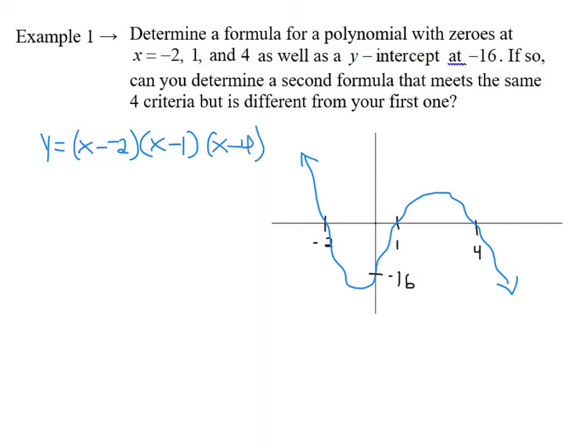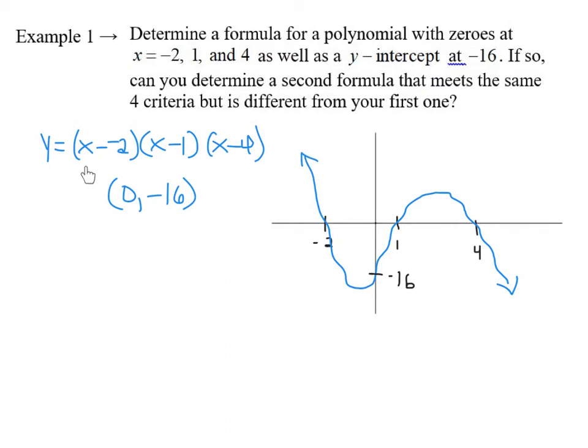And we might think this is good enough for our final answer, but as we look at it, we also need to have this y-intercept over here of -16. So that means that we have the point (0, -16). Our formula must give us that. So if we were to plug 0 in for x, would we end up getting -16 back?